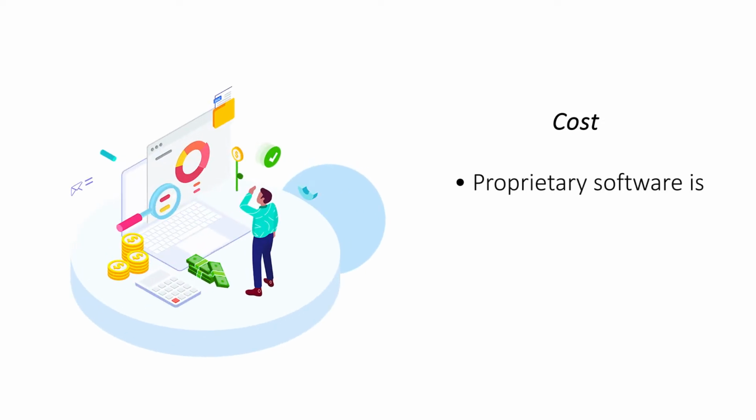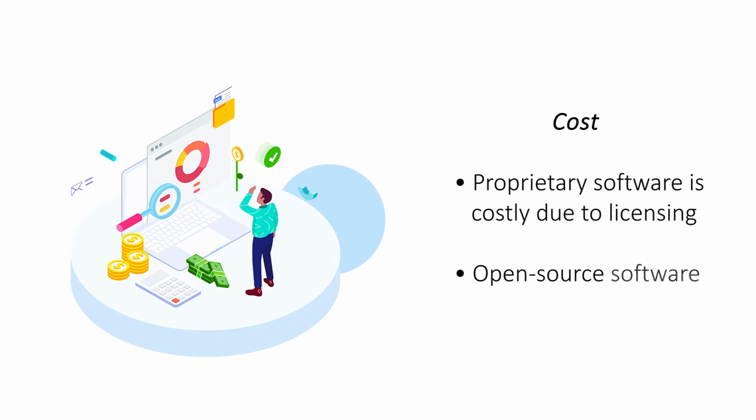Cost. A Windows dedicated server runs on a proprietary framework and uses proprietary software, increasing cost. A Linux dedicated server runs on an open source framework and uses open source software, which keeps the costs low.